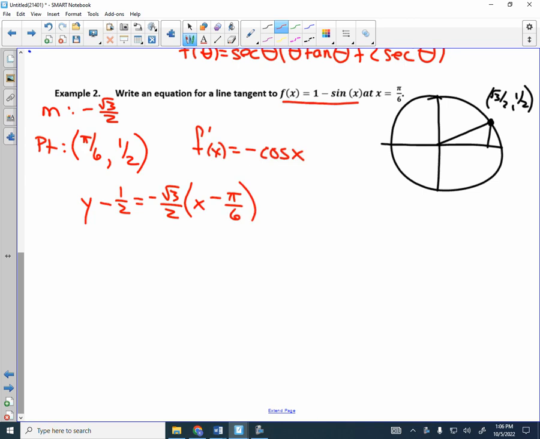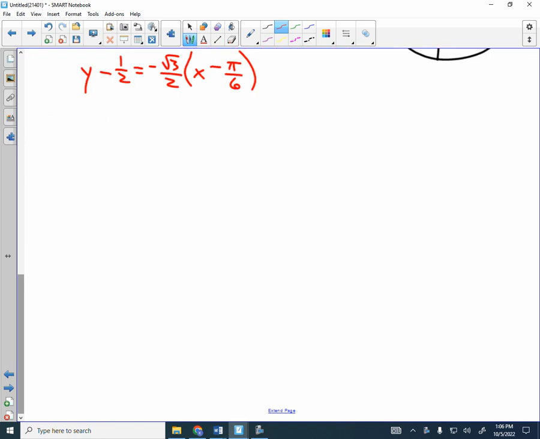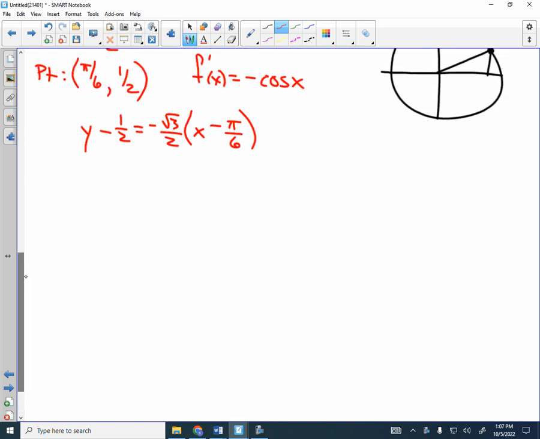Okay, so we got some fractions going on here, right? We're going to put it into slope-intercept form so we can see what the slope is and we can see what the b value is. So I'll distribute negative root of 3 over 2. So y minus 1/2 is equal to negative root of 3 over 2x plus pi roots of 3 over 12.